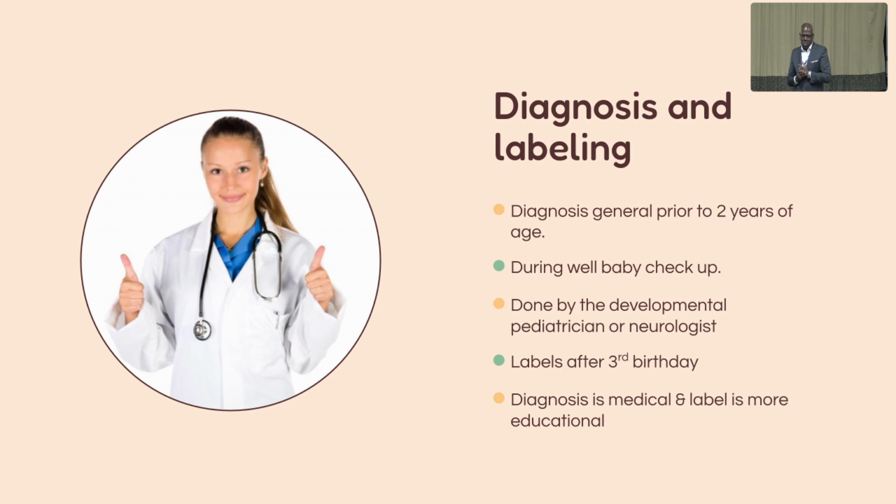Diagnosis generally requires a 2-year-old doing a well baby checkup. There's no specific way of identifying and diagnosing autism. It's more family history and observation by neurologists or a developmental pediatrician. Labels come only by the 3rd birthday. As I mentioned before, once we get a label, you have a diagnosis and you have a label. A label is more educational, a diagnosis is more medical.